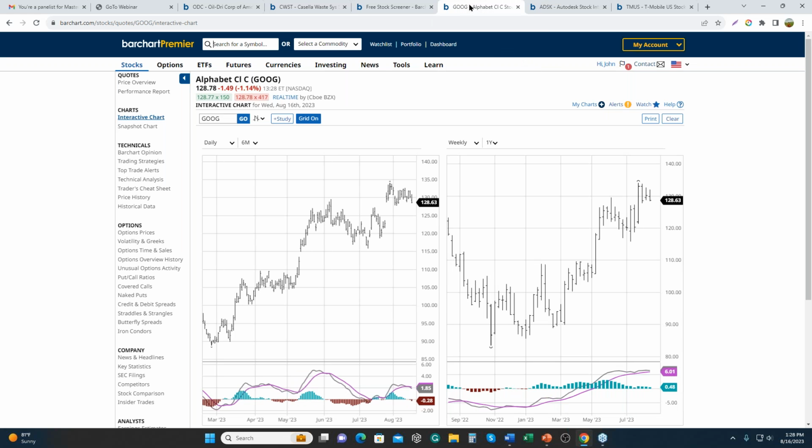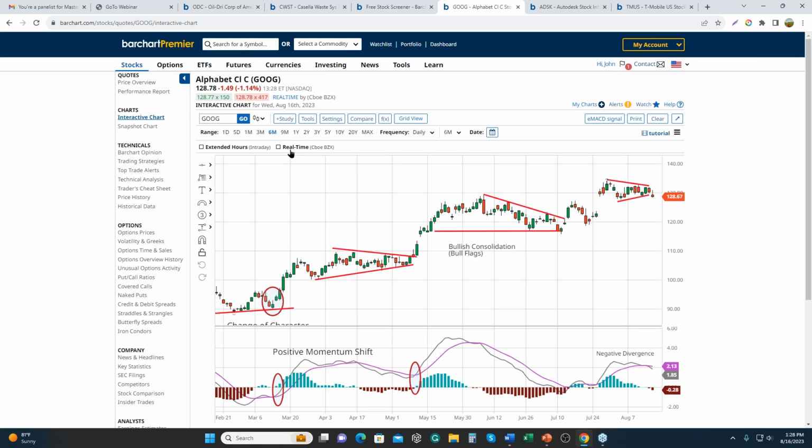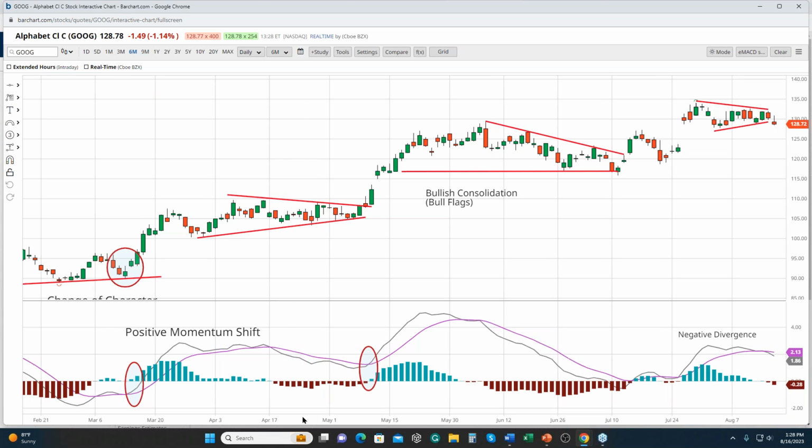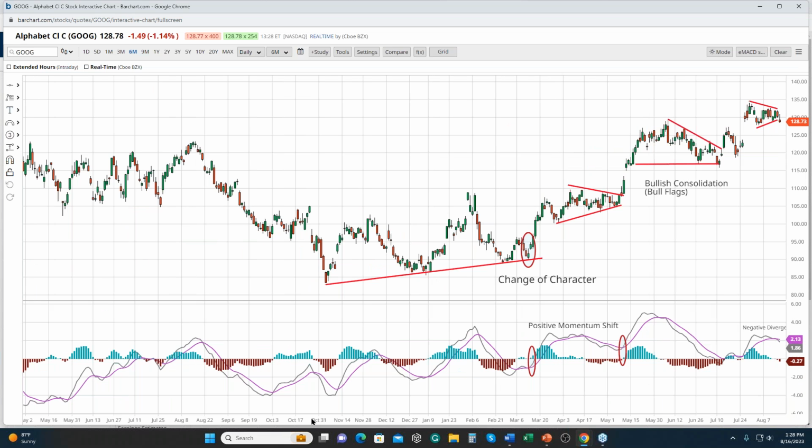And I want to kind of walk through this idea of what is a change in character, what we need to look for, and how we can use the MACD in terms of something called positive divergence to help us find some trading opportunities. So let's do this. Let's blow up Google, and I know everybody knows Google.